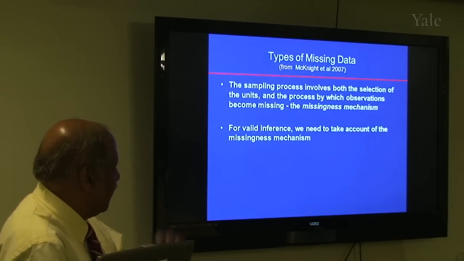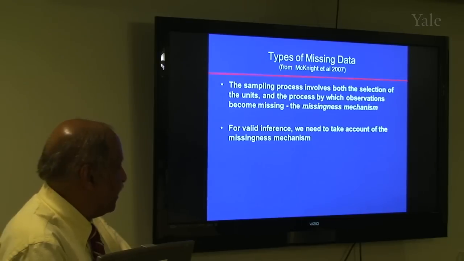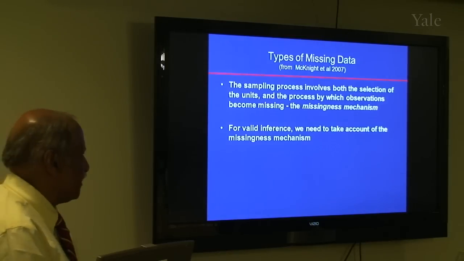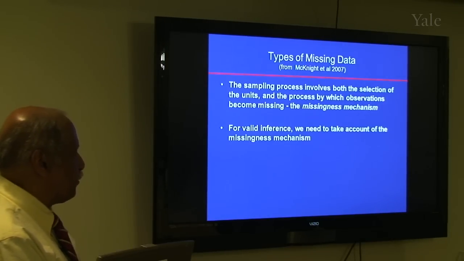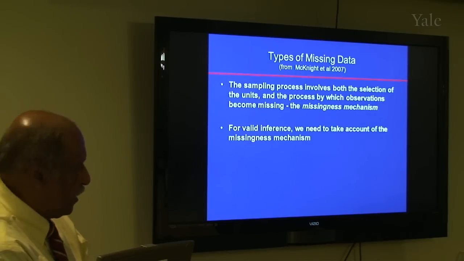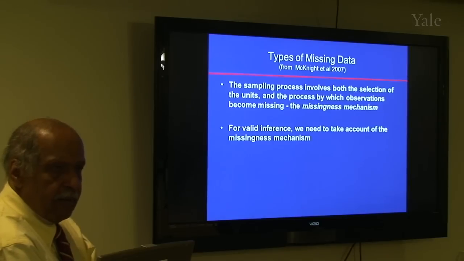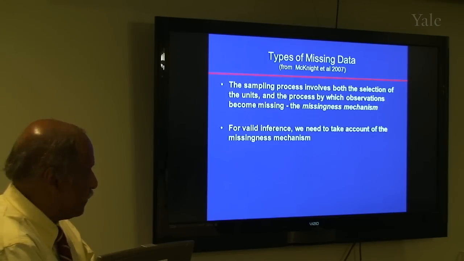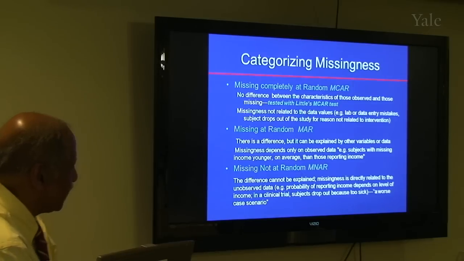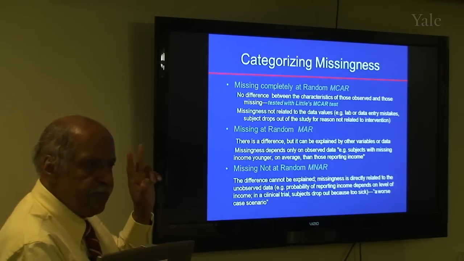Now, the first thing that we need to be familiar with are the types of missing data. The sampling process involves both the selection of units and the process by which observations become missing, if you think about it. And for valid inference, we need to account for why these things are missing, even if it is an educated guess. There are basically 3 categories of missingness. How many of you are familiar with these?